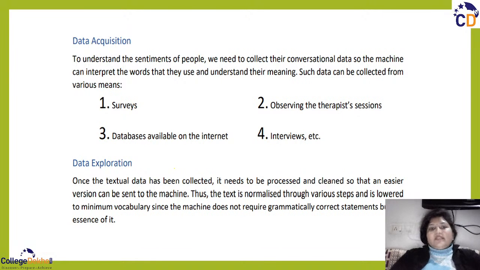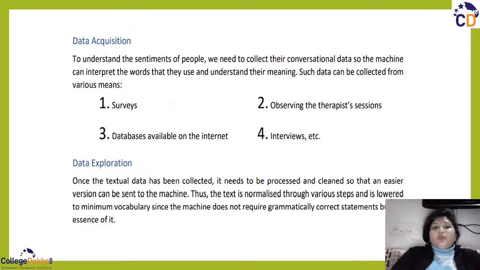To understand the sentiments of people, we need to collect their conversational data so the machine can interpret the words that they use and understand their meaning, right? Such data can be collected from online sources or offline sources. So whenever we are gathering data, we may be acquiring it from online sources, or we might be acquiring it from offline sources, right?